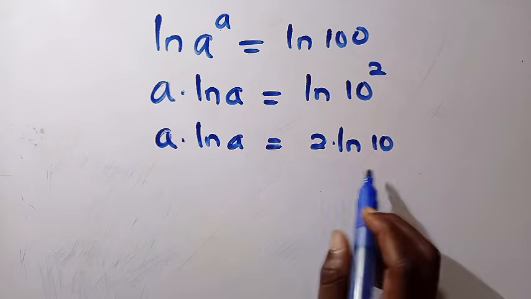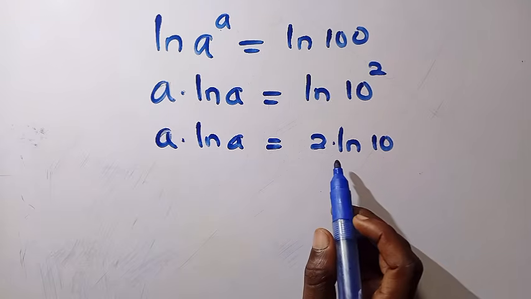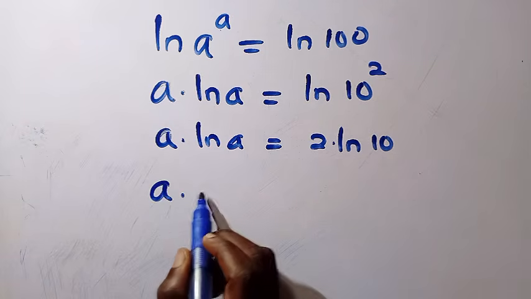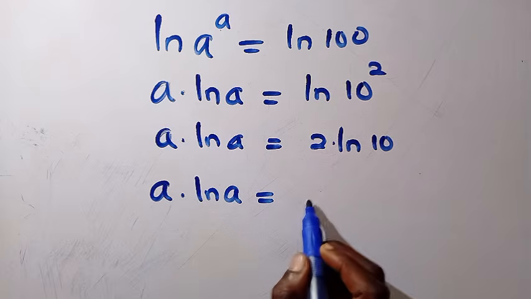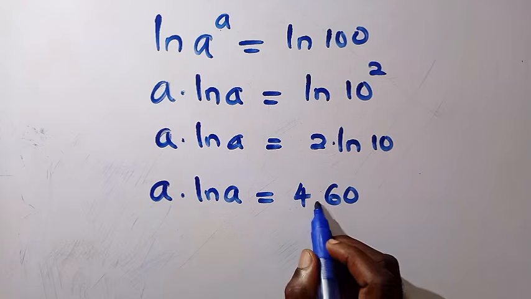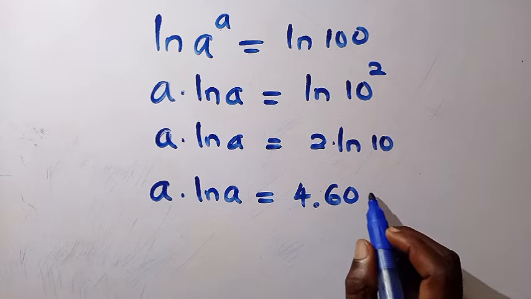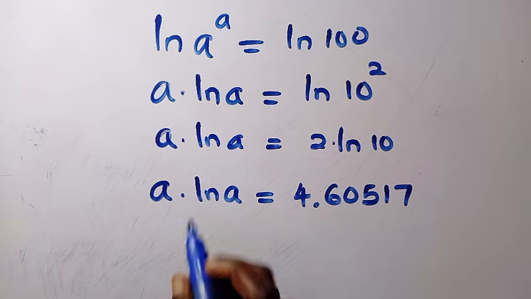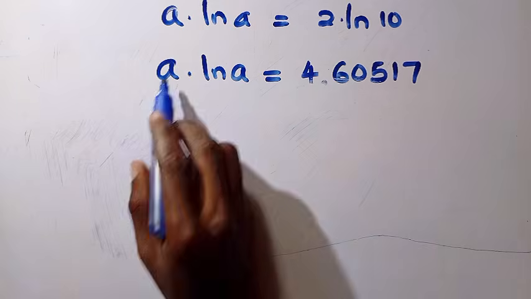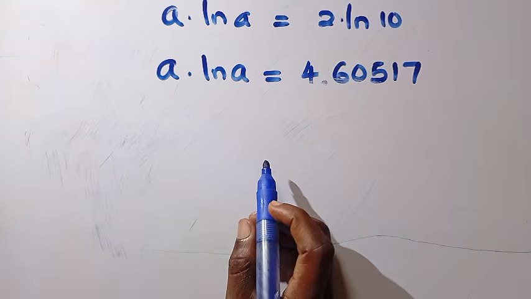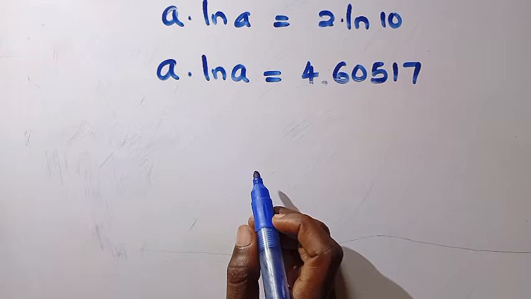But 2 ln 10 is approximately 4.60517. And therefore we have A multiplied by ln A equals 4.60517. Then we have to solve for the value of A. At this point, since we have gotten A multiplied by ln A equals 4.60517, the next thing we are going to do is apply the Lambert omega function.